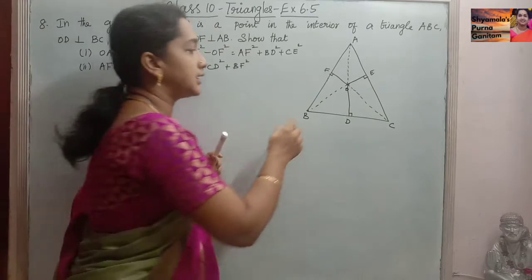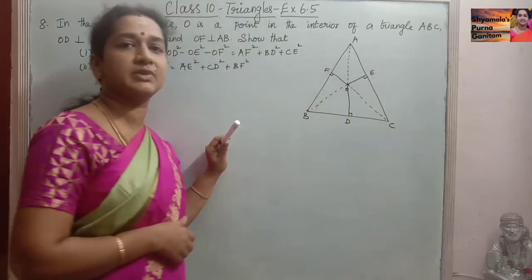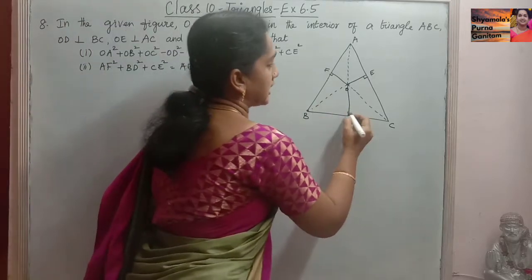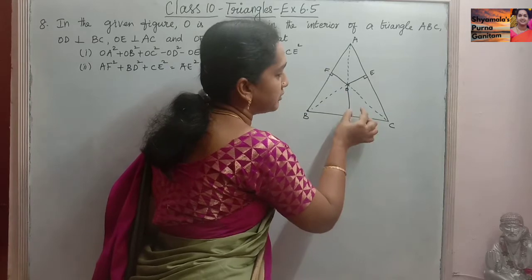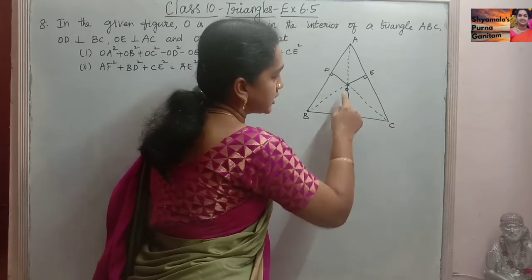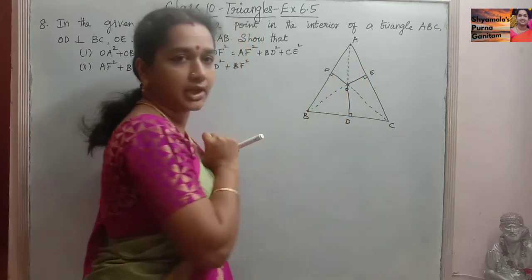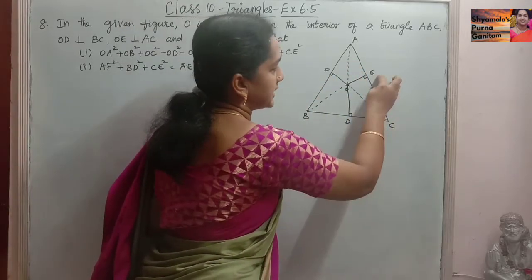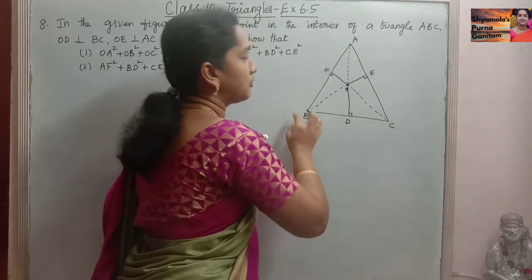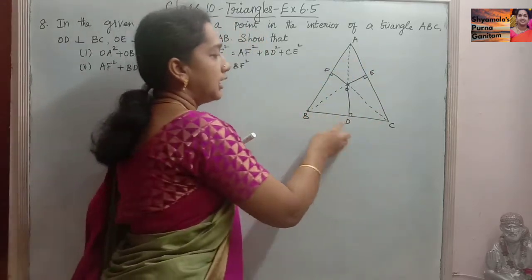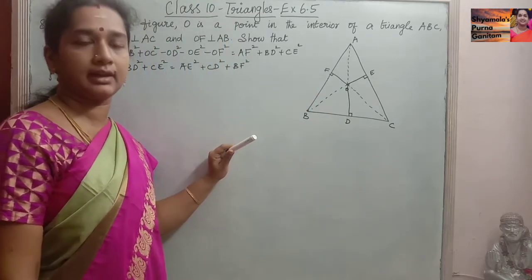Since we get 1, 2, 3, 4, 5, 6 small triangles inside this, all the triangles are right angle triangles. Since OD is perpendicular to BC, here we get a right angle, so ODC is a right angle triangle. Same way the other triangles also: OCE, OEA, OAF, OFB, and BOD. So all these 6 triangles are right angle triangles.